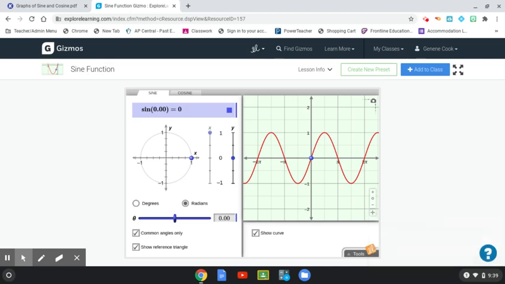Everyone. In this video, we're going to look at the graphs of sine and cosine. So let's start with the graphs of our parent functions. And we're going to start with the graph of sine. The first thing that I wanted to show you using a gizmo on explorelearning.com is that if we start with our unit circle and we rotate the terminal side of the angle one full revolution in the counterclockwise direction, then we get the graph of 1 period of sine.